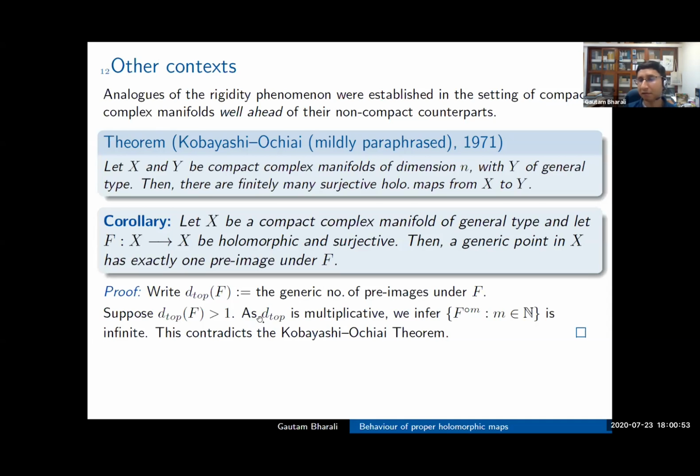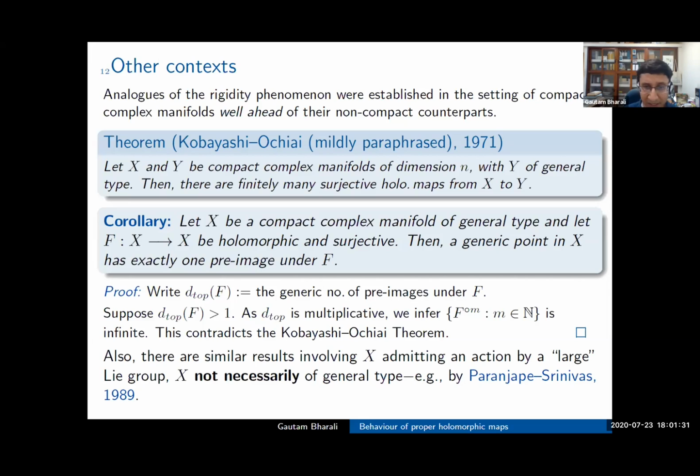Now, the topological degree is multiplicative. So by multiplicativity of the topological degree, every iterate would have as topological degree the nth power of this number. So this collection would be infinite, which contradicts the Kobayashi-Ochiai theorem. Hence the proof. But there is another reason why I have flashed this slide, apart from this corollary being an illustration of the rigidity phenomenon.